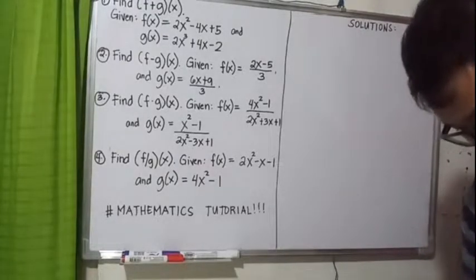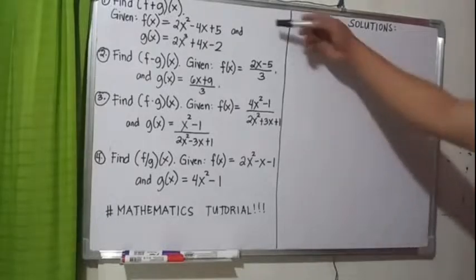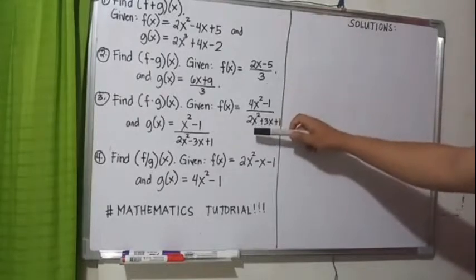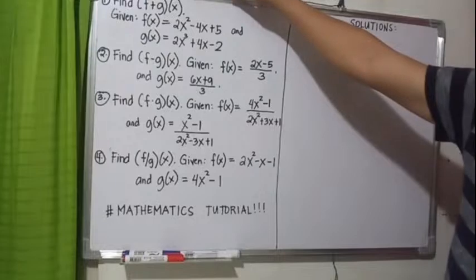Okay, good evening everyone. Welcome to mathematics tutorial. So this evening we will continue on how to solve for the operations on functions. So we have sum, difference, product, and quotient, or addition, subtraction, multiplication, and division. So example number one, find f plus g times x.